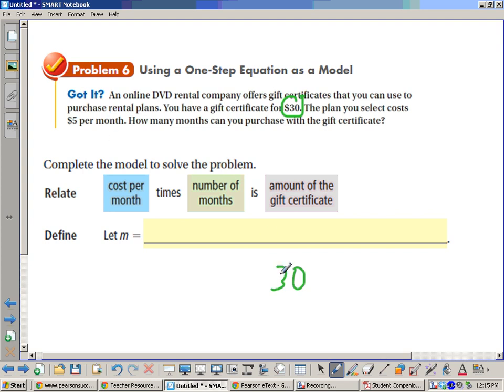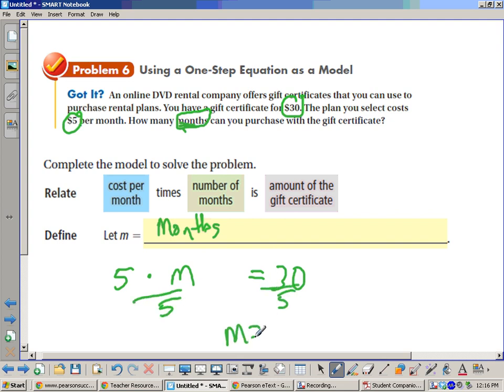So we want to know, with this $30, how many months can we actually have a plan? So how many months tells us that our variable needs to represent months. So we're going to choose M to be the number of months. The $5 is an important part because we're going to take that $5 and multiply by the number of months so we can see how many $30 we can get in there. So to solve for this equation, we're going to divide by 5 and get M equals 6.